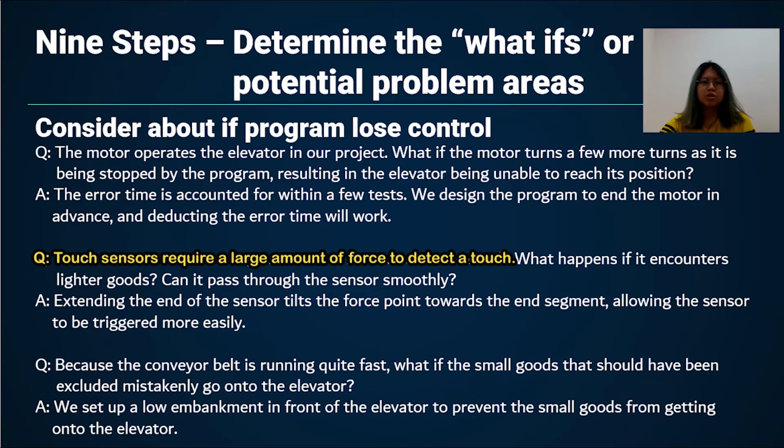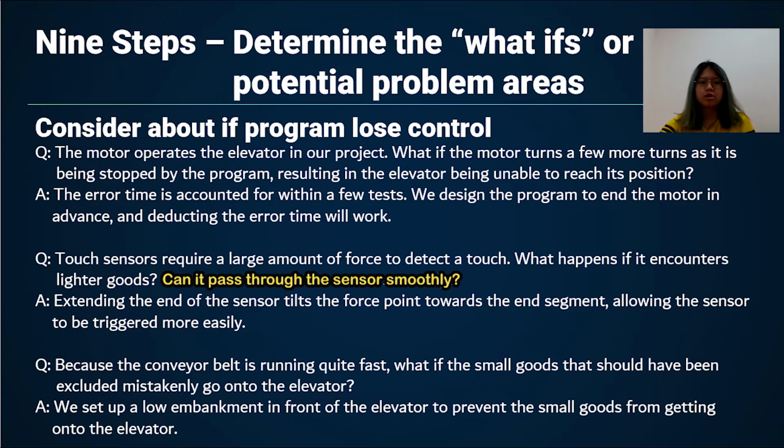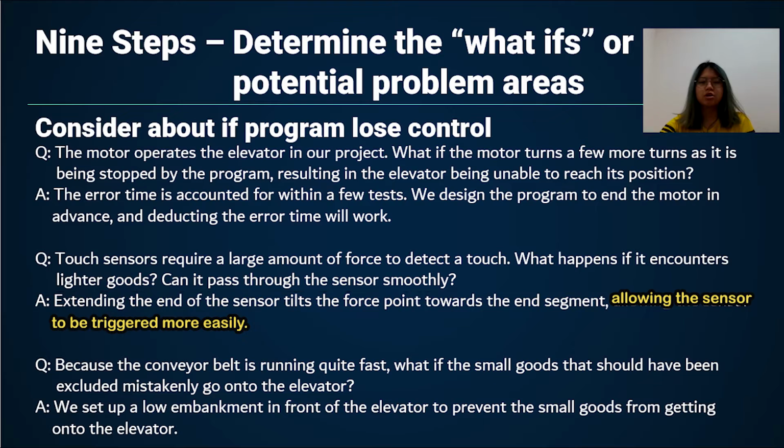Question 2: touch sensors require a large amount of force to detect a touch. What happens if it encounters lighter goods? Can it pass through the sensor smoothly? Answer: extending the end of the sensor tilts the force point towards the end segment, allowing the sensor to be triggered more easily.